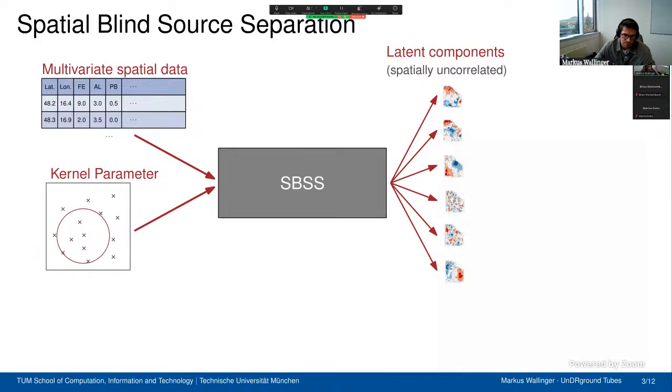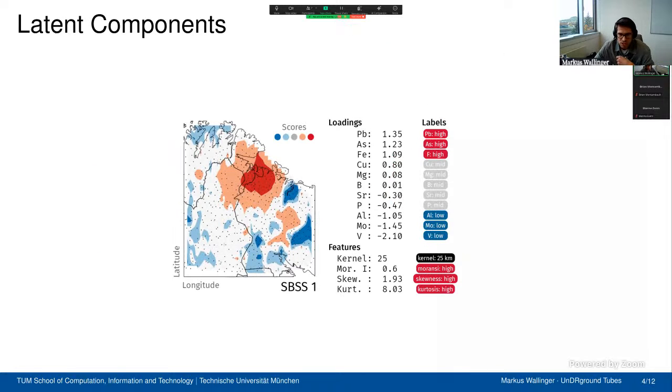Of course, the perfect kernel parameter is not known in advance, and you probably have to perform the analysis with different kernel parameters. And all those latent components then really express the contents of the chemical components. Now let's take a closer look at one of those components. So what the geospatial analysts work with is this view here.